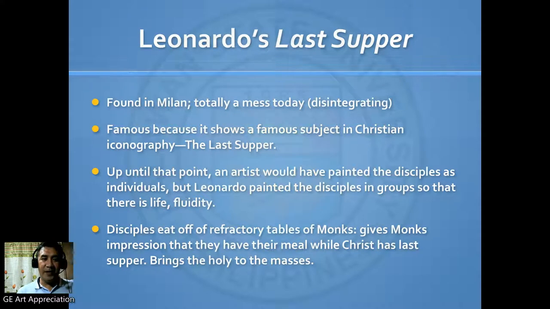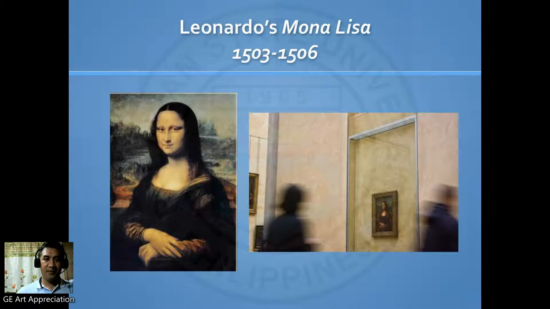It says here it is famous because it shows a famous subject in Christian iconography, the Last Supper. Up until that point, an artist would have painted the disciples as individuals, but Leonardo painted the disciples in groups so that there is life, fluidity. Here we have Leonardo's Mona Lisa in 1503 to 1506.